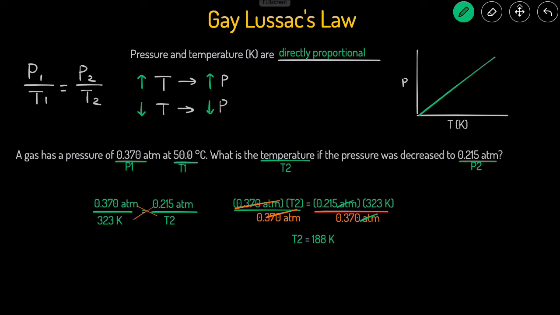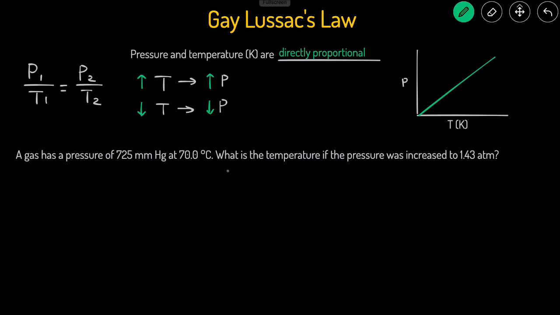Well, our original temperature was in degrees Celsius, so why don't we just convert this to degrees Celsius to compare? To convert degrees Kelvin into degrees Celsius, you just subtract 273. That gives you negative 85.3 degrees Celsius. So as we predicted, the temperature did decrease. It went from 50 degrees Celsius to negative 85.3 degrees Celsius. So here, a decrease in pressure led to a decrease in temperature.